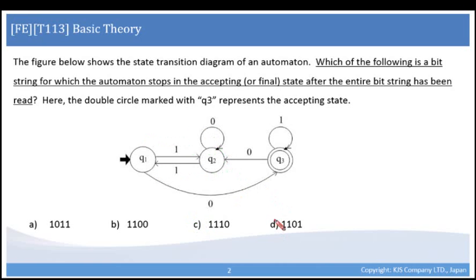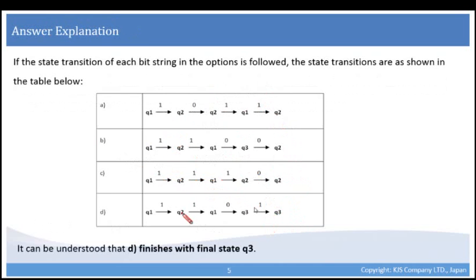So let's analyze our final option, which is option D, 1101, as our input. So first of all, we transition from Q1 to Q2 with our input of 1. Next, we transition from Q2 to Q1 with our second input of 1. So we're back where we started. Now we input a 0 and we transition from Q1 to Q3. Finally, we input 1, 1 and we stay in the same state on Q3. This means we have a final position of Q3, which is an accepting or final state. Hence, this is the correct answer.